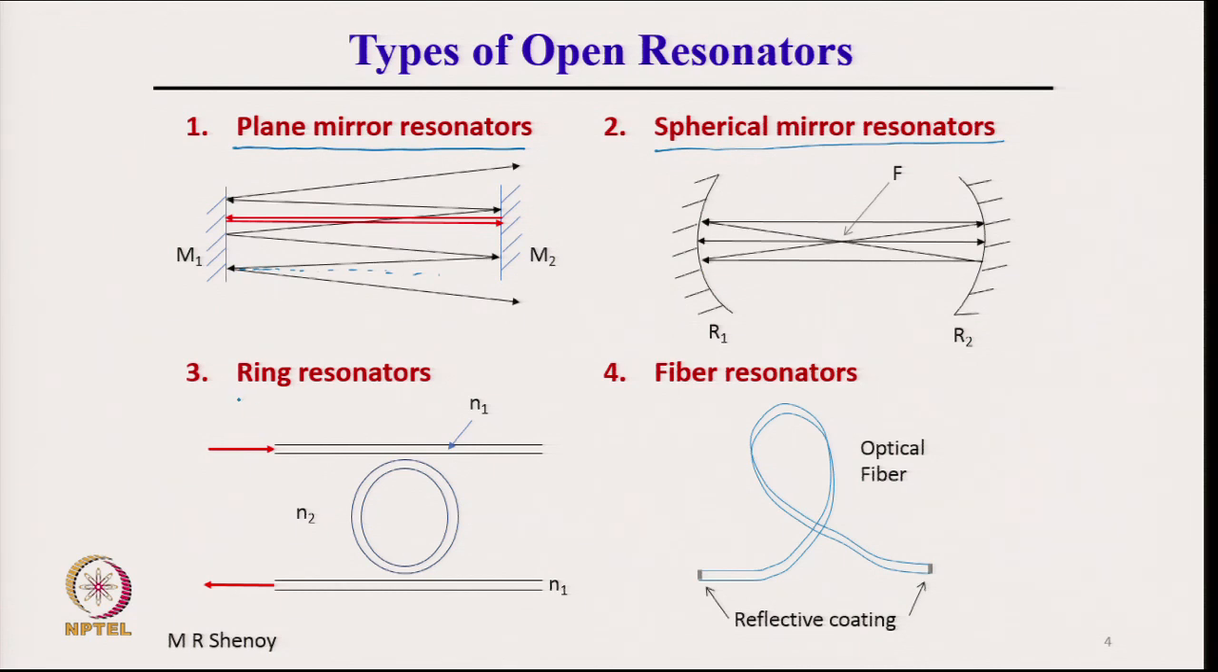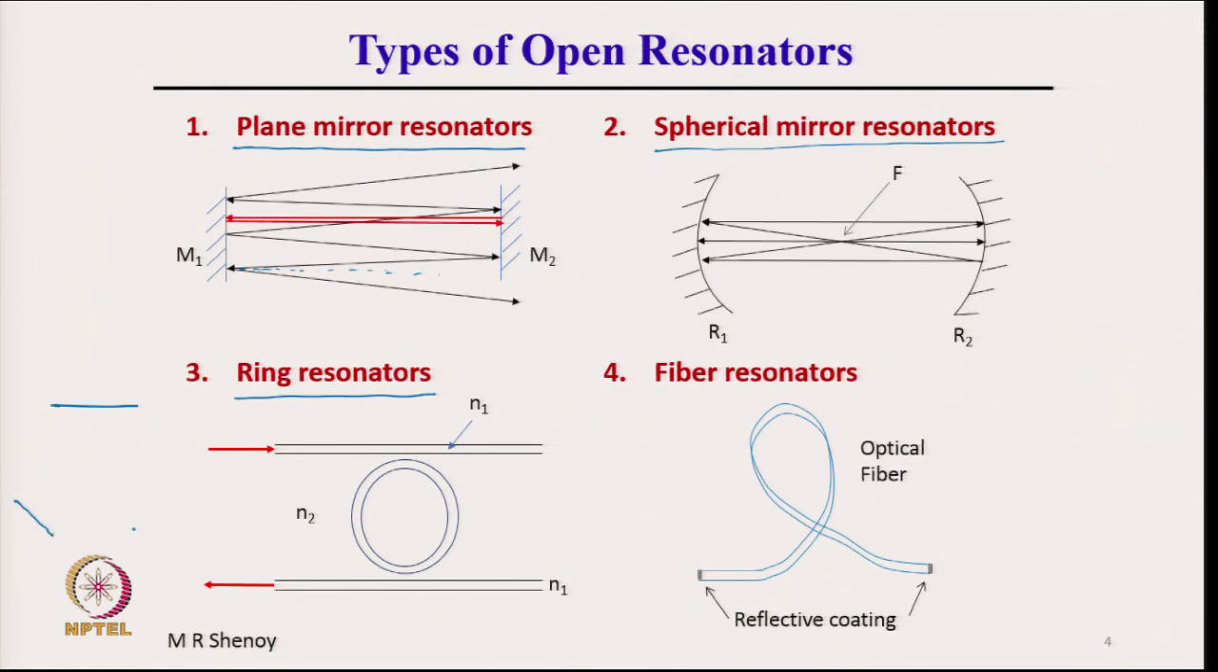There are ring resonators, the ring configuration. One of the configurations is shown here, where light enters. So, this is a waveguide configuration, which means this is a planar waveguide here. Okay, let me show a simpler ring resonator. A simpler ring resonator would comprise 3 mirrors.